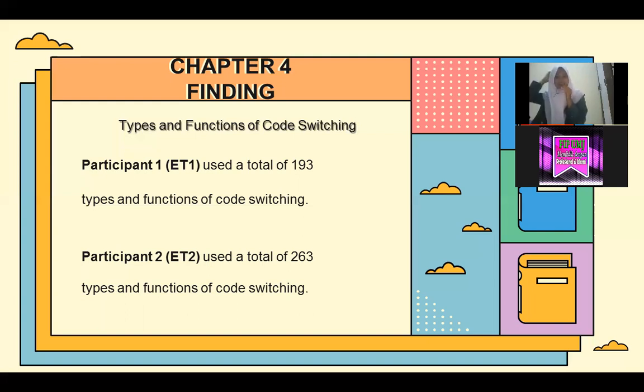Yeah, so here it is not the total. If it is the total, you're going to add it, 193 multiplied by 2, so that will be the total of type and function. Do you understand? Yes. So it's not only 193, okay? You better revise this one.